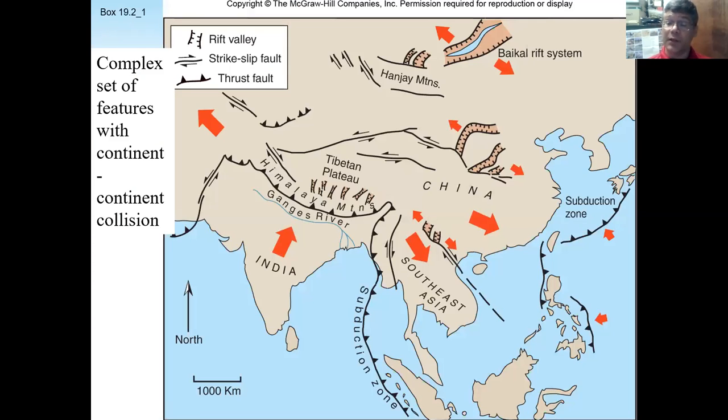No surprise, collisions can be quite messy. This is a diagram of where India is shoving into Asia. The Southeast Asia corner here is basically stuff shoved aside by that. And we have some cracks spreading, as well as stuff sliding sideways or shoving up on top of each other. All sorts of things going on in this collision zone.